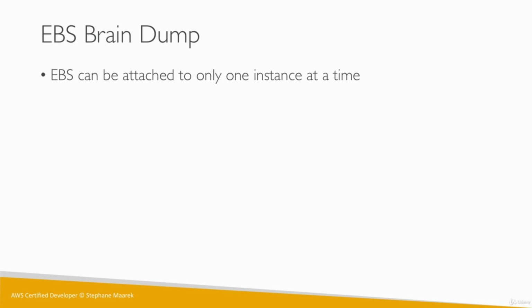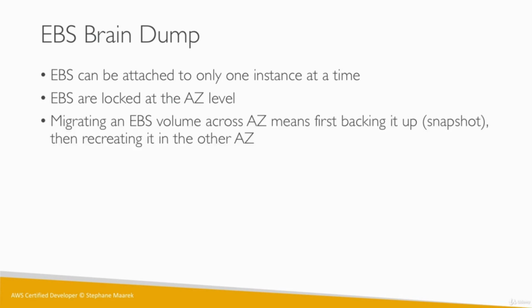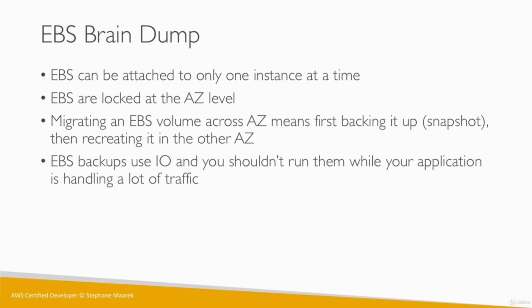Now, this last brain dump for EBS, things you should know. EBS volumes can only be attached to one instance at a time, obviously. As I said, they're locked at the availability zone level. If you want to migrate a volume across AZ, that first means you have to back it up using a snapshot, and then you recreate it in the other AZ. EBS backups do use I/O, so you shouldn't run them while your application is handling a lot of traffic, otherwise you will impact the performance of your applications.